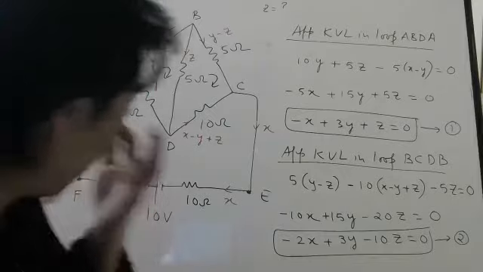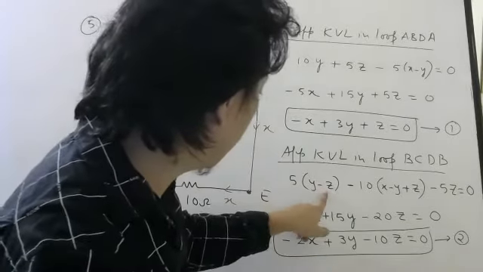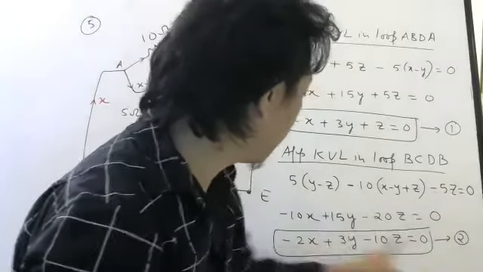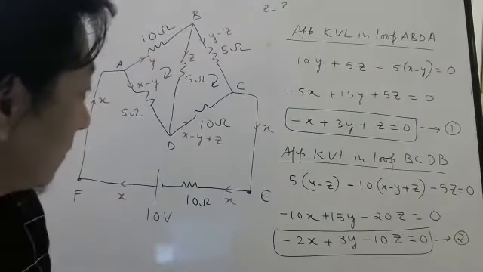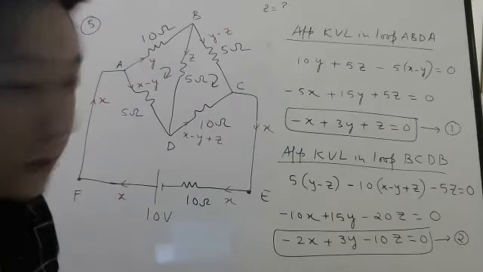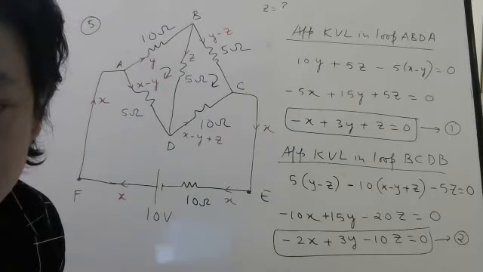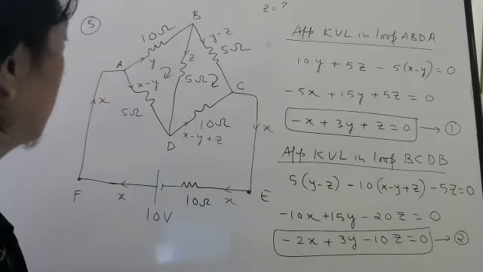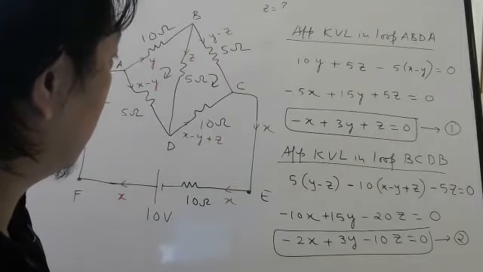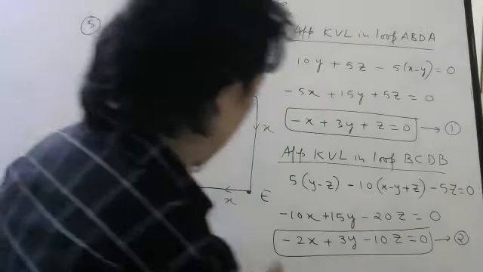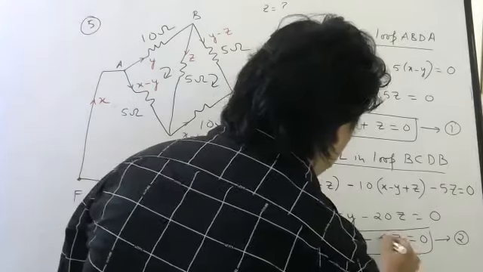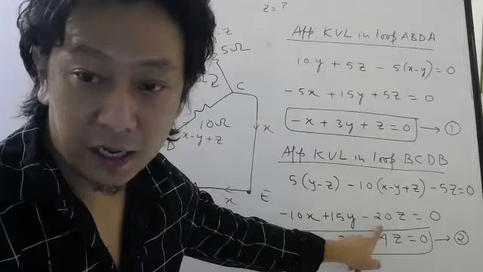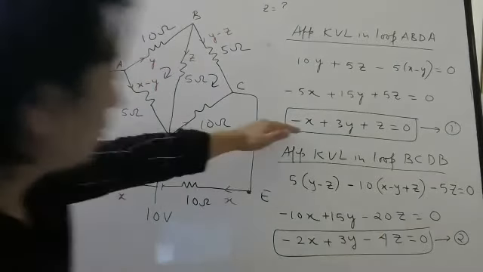Let me check again. Minus 5Z, minus 10Z, minus 5Z, minus 20Z only. Check once. Sir, it's 4Z. Where is it 4Z? Okay, I'm dividing by 5, sorry. Correct. This is minus 20Z, correct? Okay. So this is equation 1, this is equation 2.